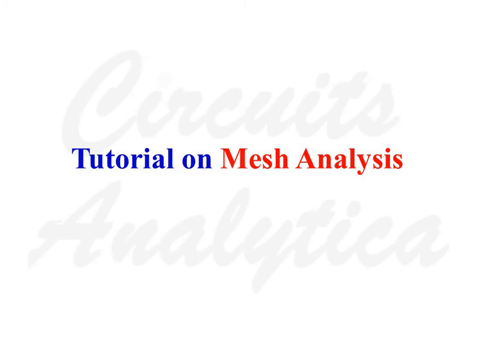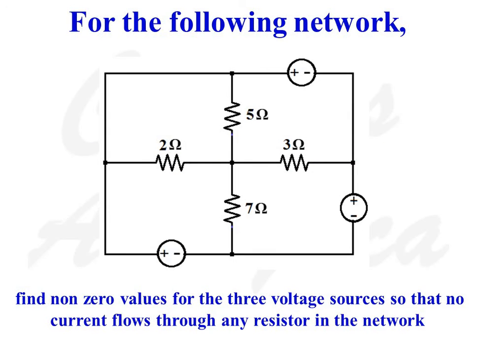In this video, we will discuss a tutorial on mesh analysis. For the following network, find the non-zero values for the three voltage sources so that no current flows through any resistor in the network.